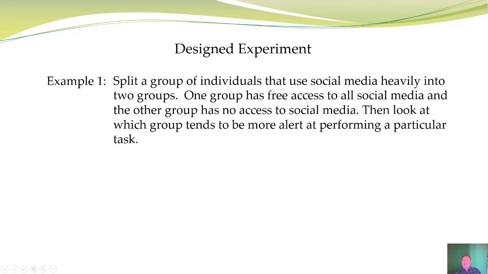In example 1, split a group of individuals that use social media heavily into two groups. One group has free access to all social media and the other group has no access to social media. Then look at which group tends to be more alert at performing a particular task. So what we're doing is we're taking a group of individuals that are known to be heavy social media users, and we restrict the one group from using social media. What effect is that going to have on them when they go to perform a particular task later on?